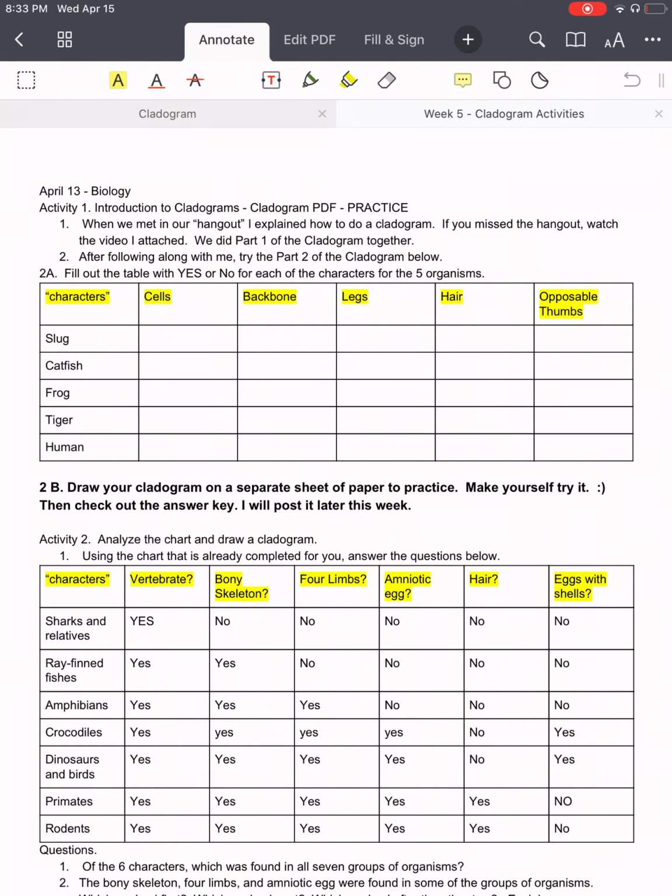Hi guys, I've got a couple of comments from you about wanting some more help with the assignment this week.